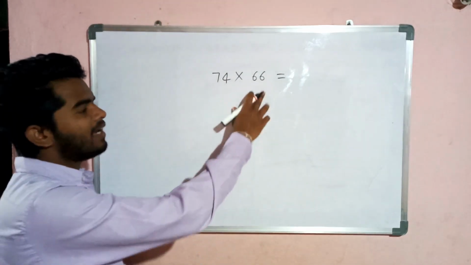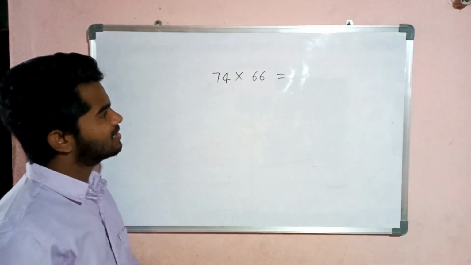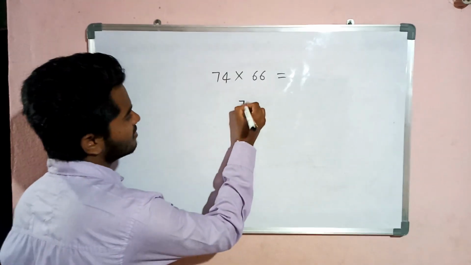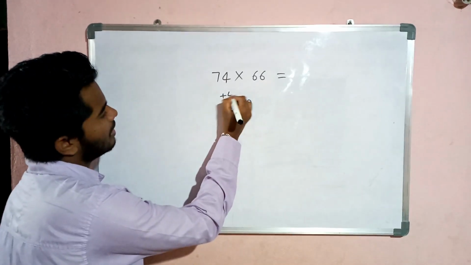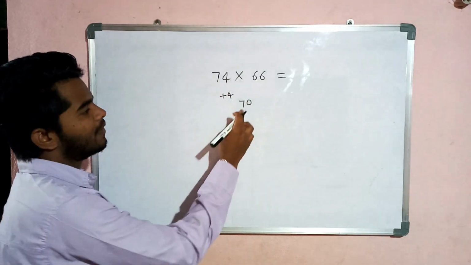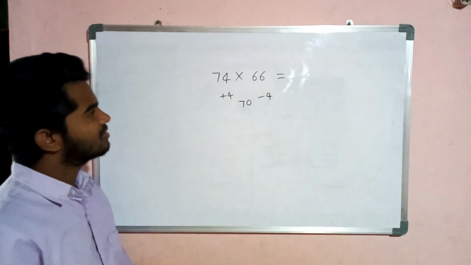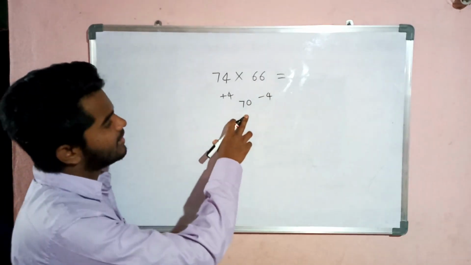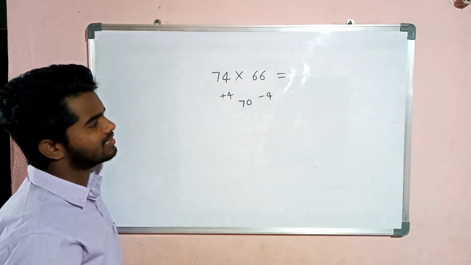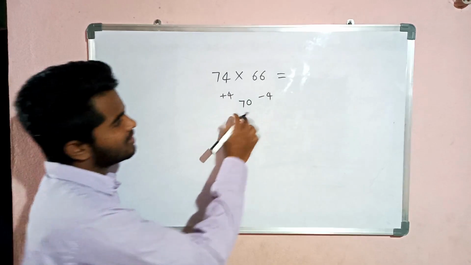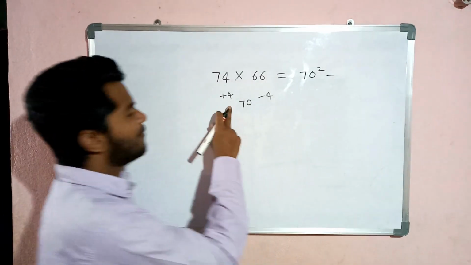74 multiplied by 66. The common number is 70. 70 plus 4 is 74, 70 minus 4 is 66. Common number square minus difference square, the difference is 4.